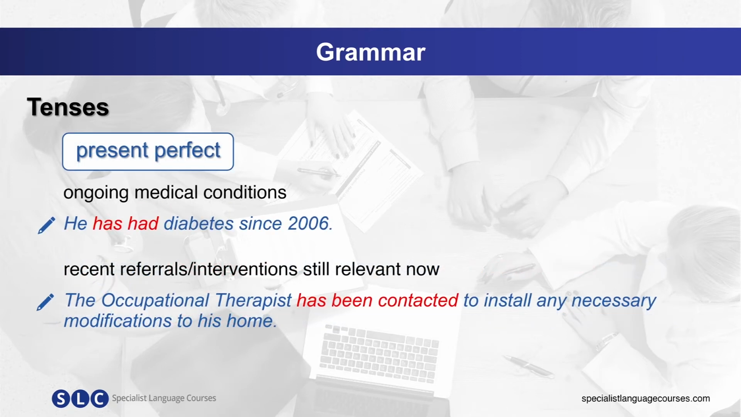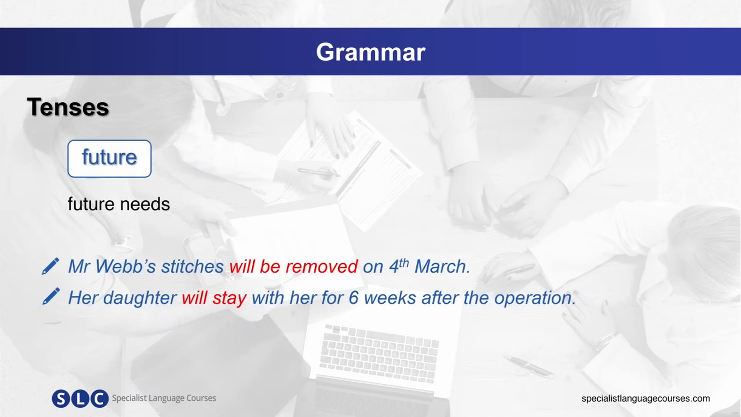Use present perfect for ongoing medical conditions. For example, he has had diabetes since 2006. Or for recent referrals or interventions still relevant now. The occupational therapist has been contacted to install any necessary modifications to his home. And use future tenses for future needs. For example, Mr. Webb's stitches will be removed on the 4th of March. Her daughter will stay with her for 6 weeks after the operation.